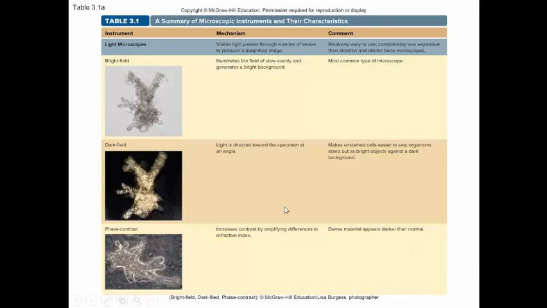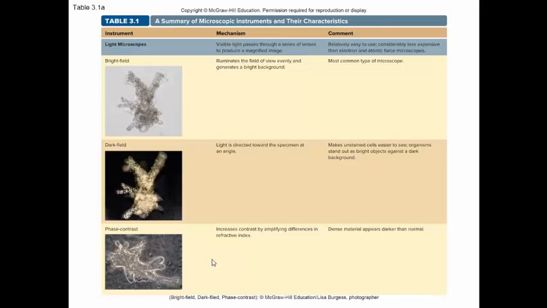If you take a look down lower, you've got dark field. Okay? Dark field light is directed toward the specimen at an angle so that the light scattered by the specimen enters the objective lens. You also have phase contrast. Phase contrast amplifies the differences in the refractive index, and you can see right down there. So what you have are these differences enhanced by the specimen, and the denser the material, the darker the appearance of the image.